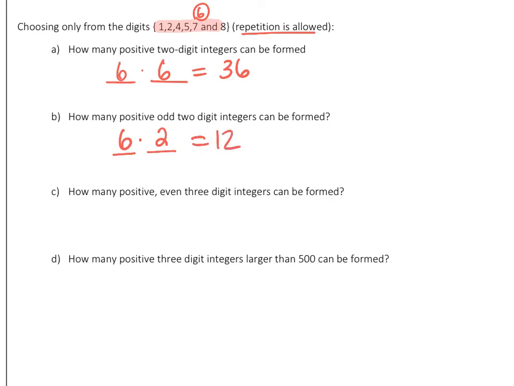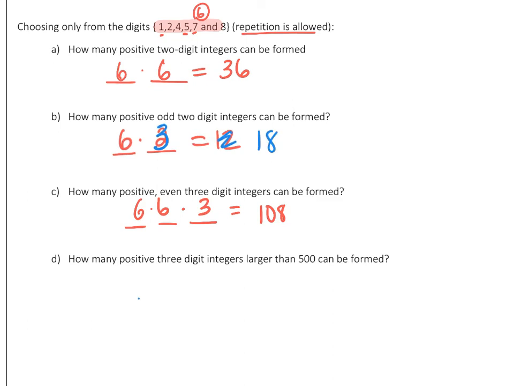How many positive even 3-digit integers can be formed? So if it's going to be even, it's going to end in 2, 4, or 8. So there's going to be 3 choices, and then it can be anything. So this is going to be 108. I just need to go back up here to my B. I just realized a mistake because I've got actually 3 odd. I've got 1, 5, and 7. So this should actually be 6 times 3, which will give you 18.